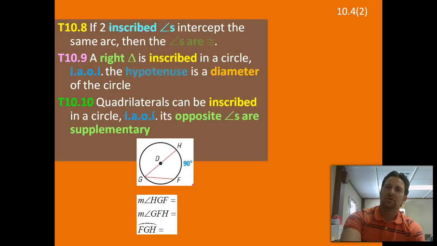Okay, so the next part of this. We've got some theorems here. If two inscribed angles intercept the same arc, then those angles are congruent. Pretty simple stuff.